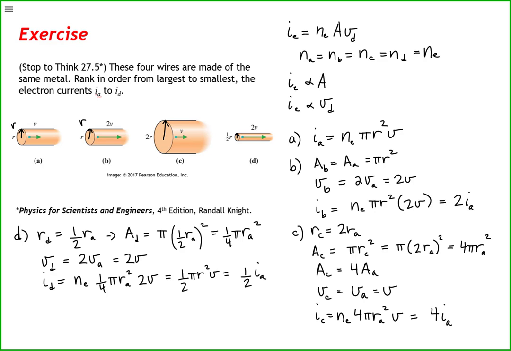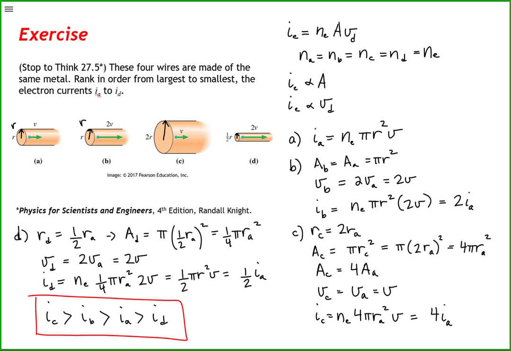So now that we have the electron currents of each of the wires expressed in terms of the electron current of wire A, we can compare them. We see that wire C has 4 times the electron current as wire A. We see that wire B has twice the electron current as wire A. And we see that wire A has twice the electron current as wire D. So we have now ranked the electron currents from largest to smallest.